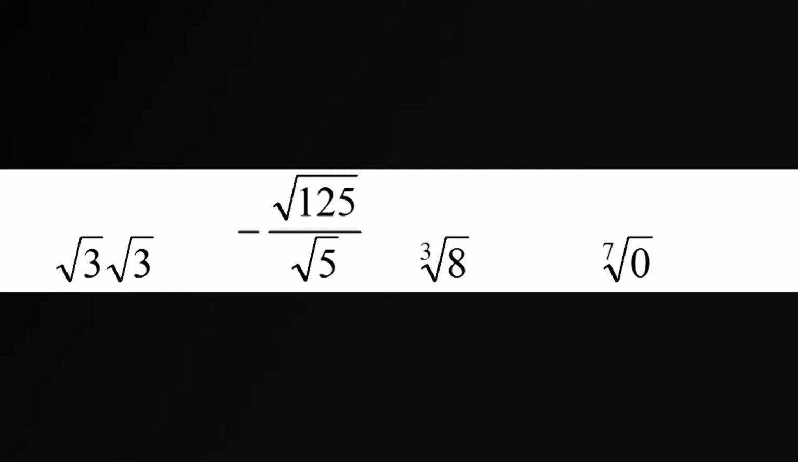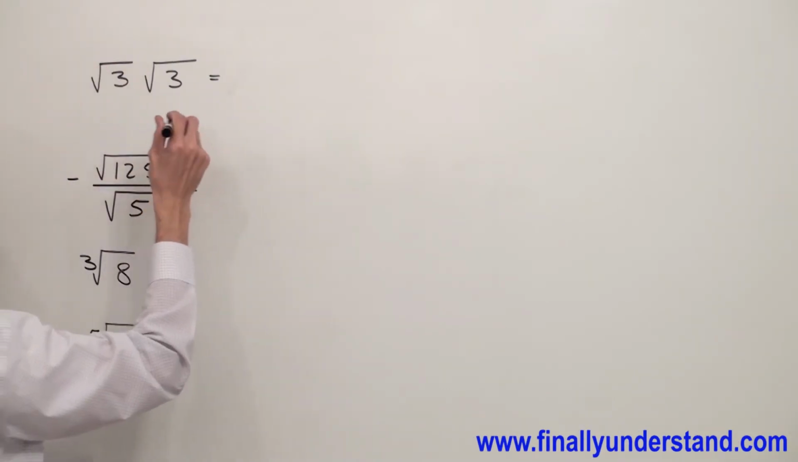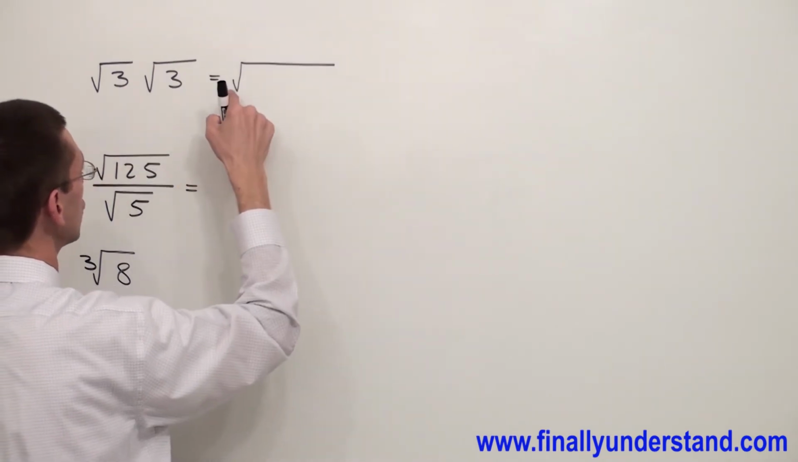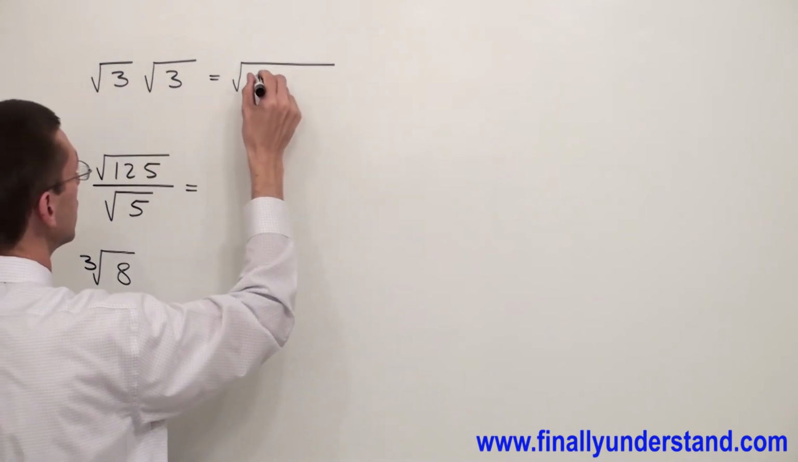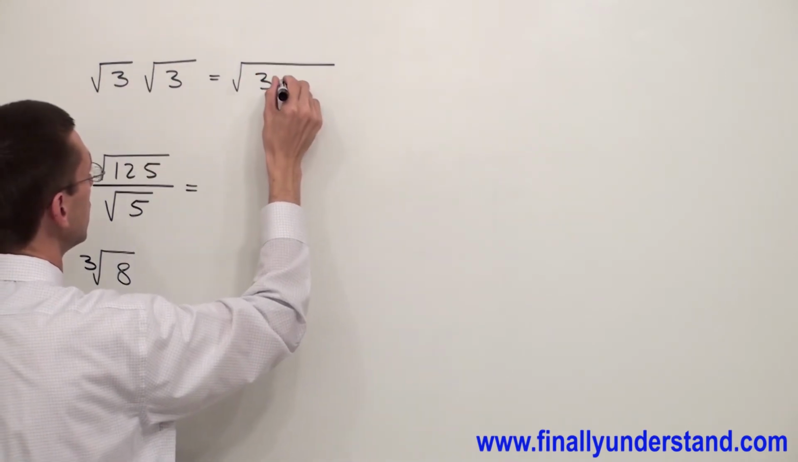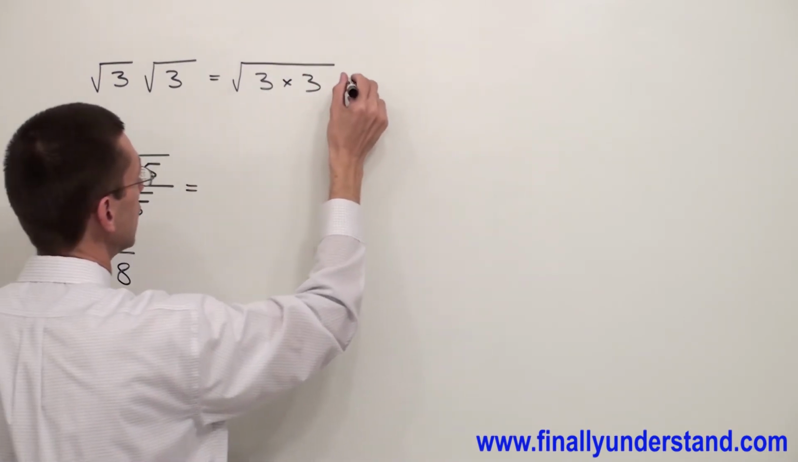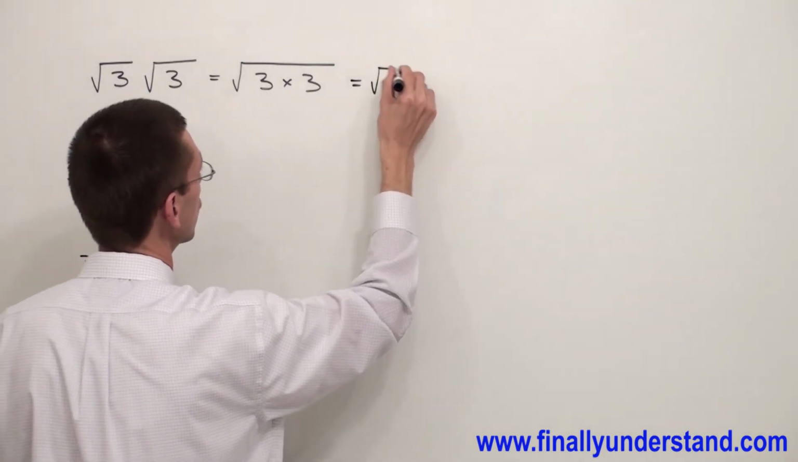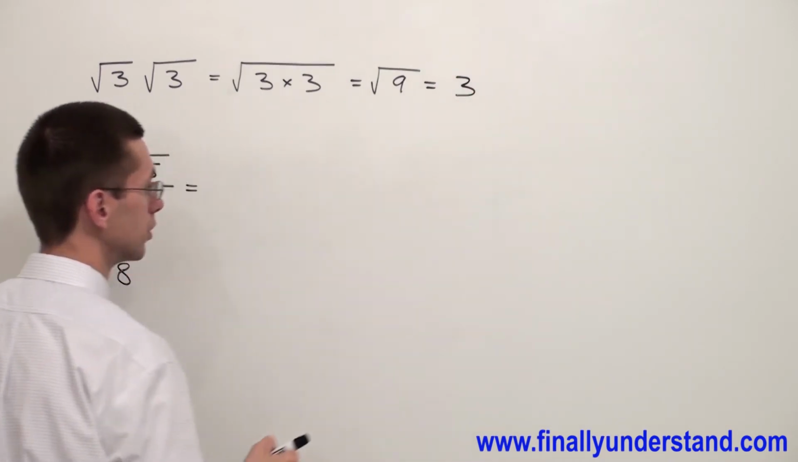Just keep in mind, anytime we have multiplication of two radicals with the same root, we can rewrite this expression as square root, because I have square root times square root in this case, as square root of 3 times 3. This is only for multiplication. 3 times 3 is equal to 9. So I have square root of 9. Square root of 9 is equal to 3. This is the solution to my problem.